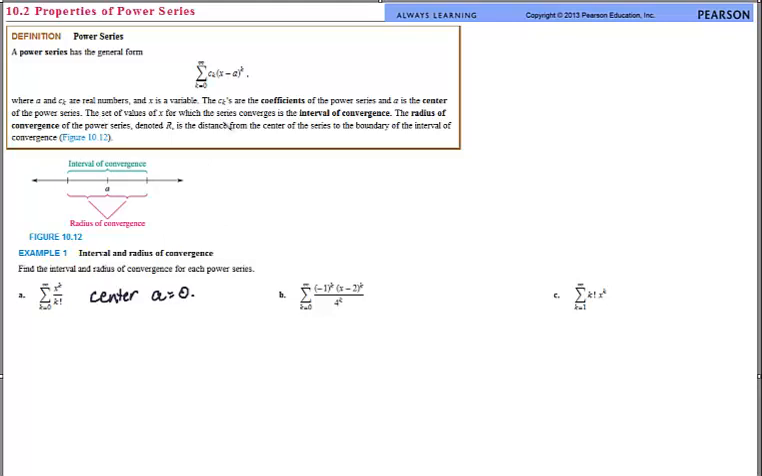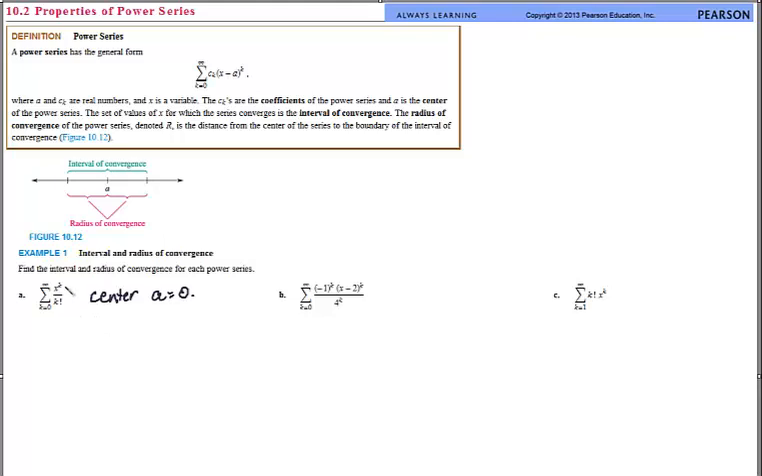The set of values of x for which the series converges is the interval of convergence. So we will have to check and make sure that this series does in fact converge. We will check that first, and then after that we will start looking at what the radius of convergence is, and then the actual interval of convergence. So the radius of convergence will just be a number, and the interval of convergence will be a number surrounding that a.